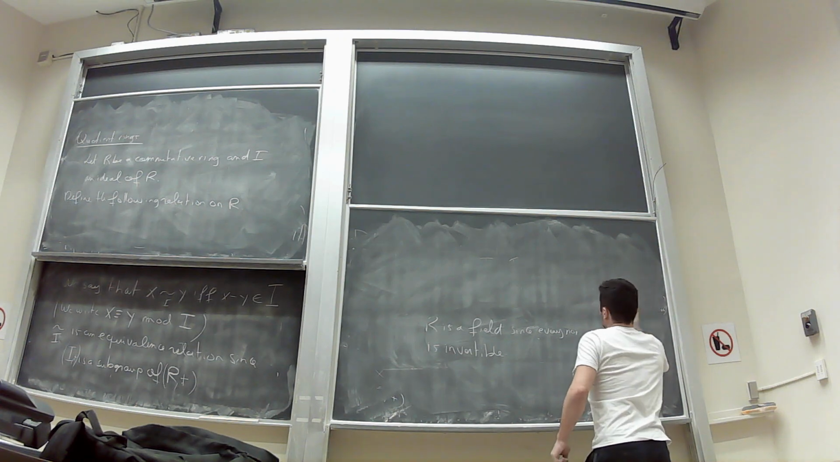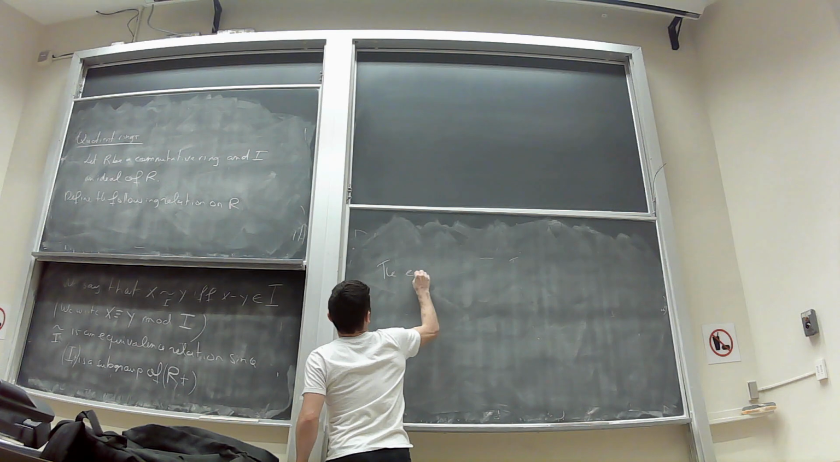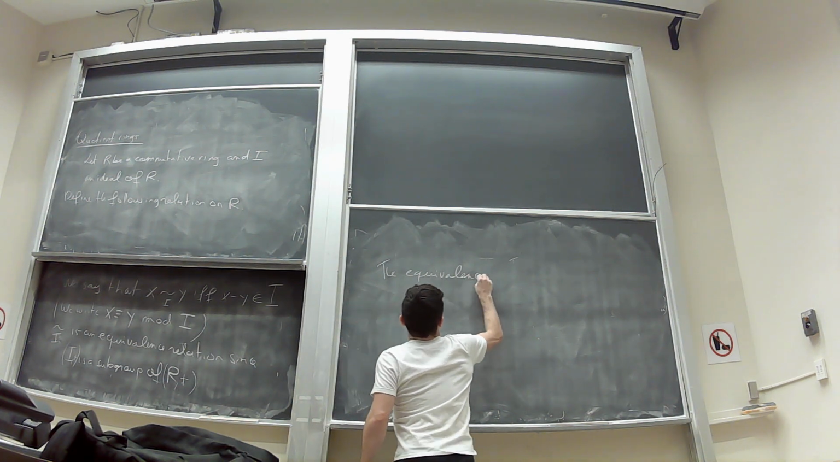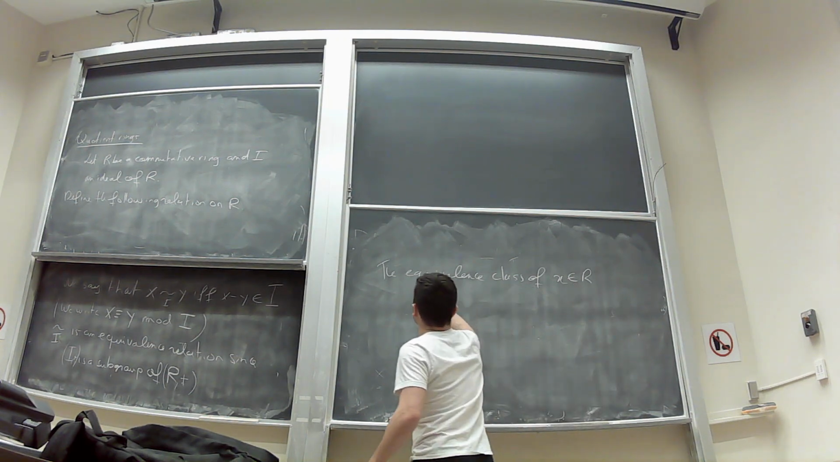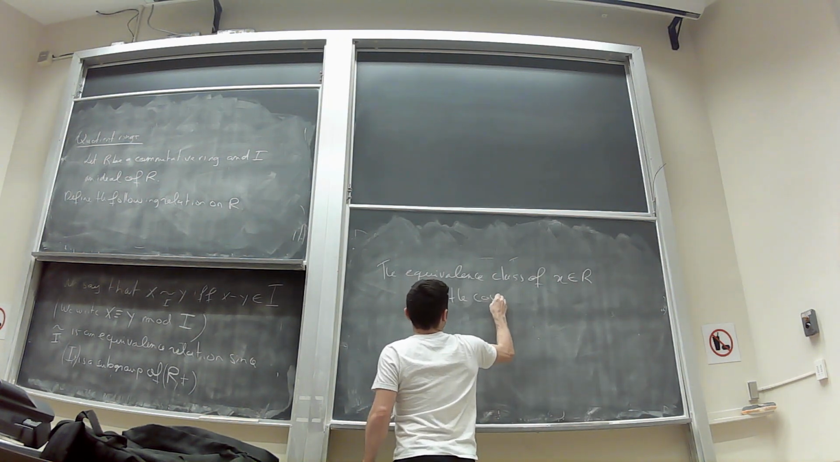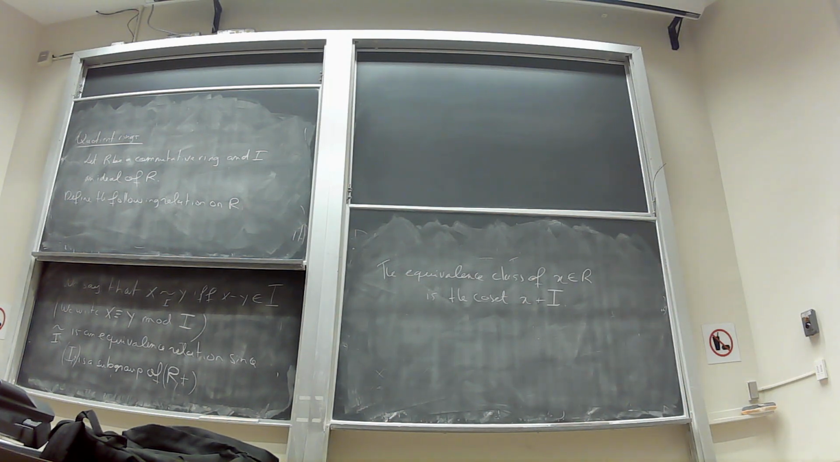Now, what are the equivalence classes of this equivalence relation? What do we know? The equivalence class of x in R is the coset x plus I. Right? This is the same relation we defined in Lagrange's theorem. You remember that? Do we remember this? Everybody? If the operation is addition, what is y inverse x? It's minus y plus x, right? This is the same relation.